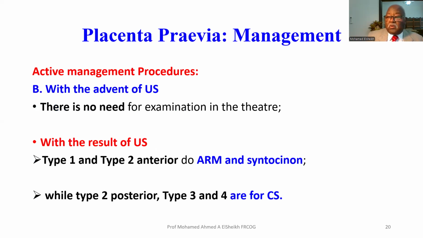With the advent of ultrasound, things were made easy. There is no need for examination in the theater because from the start we will know whether it's minor or major placenta previa, as we have said, by classification by ultrasound. Minor, type 1 and type 2 anterior, then we do artificial rupture of the membranes and syntocinon. While type 2 posterior, 3 and 4, we go for cesarean section.